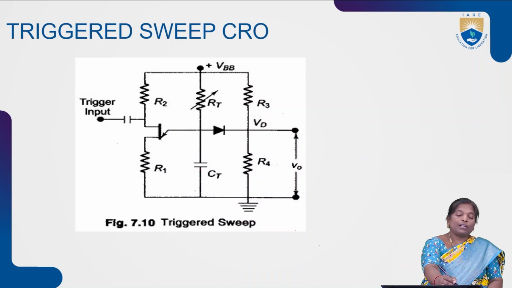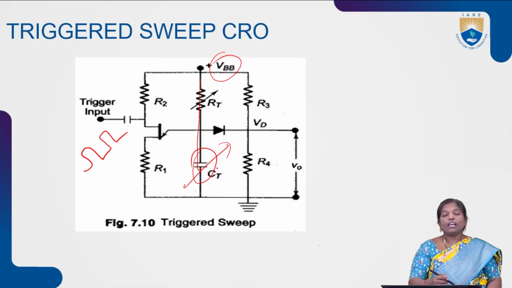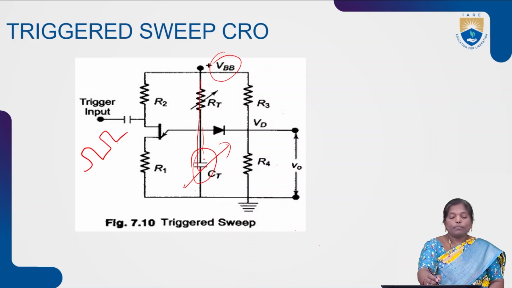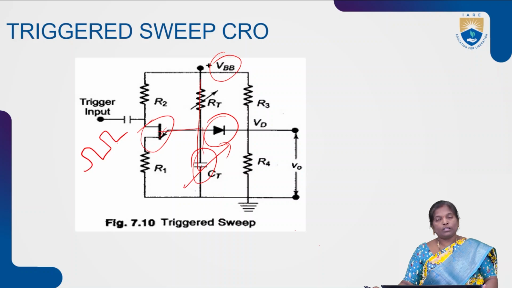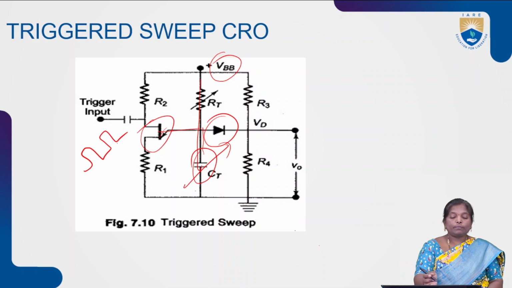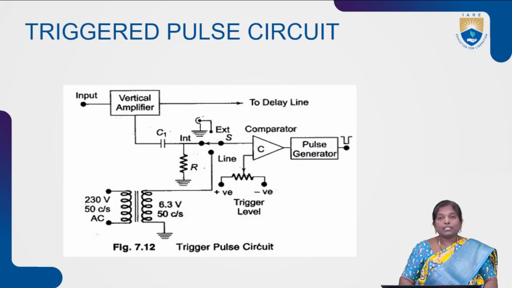Whenever we apply the triggering pulse, based upon the supply voltage, the capacitor starts charging. Whenever it reaches the maximum value, based upon the cut-in voltage of the diode, the UJT is turned into on state. When the UJT is turned on, the capacitor starts discharging. The process of the triggered sweep circuit is similar to that of the continuous sweep. But in the triggered sweep circuit, along with the supply voltage, we give a triggering input. At the same time, a diode is present in the triggered sweep circuit to maintain the output voltage at one particular level. Next one is the triggered pulse circuit.